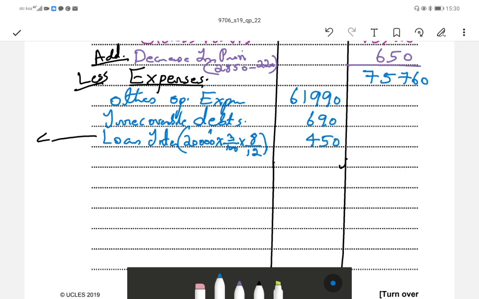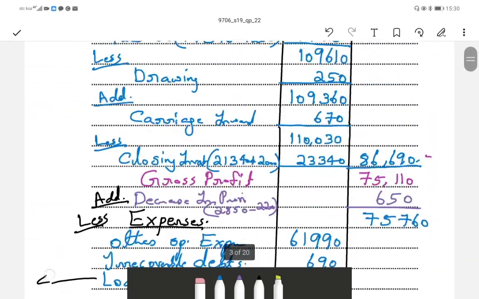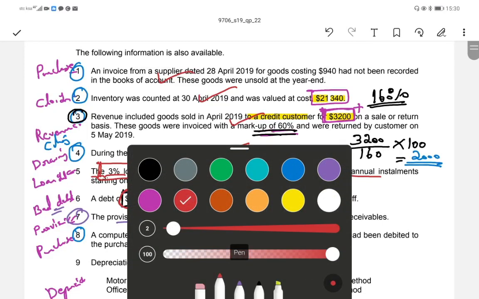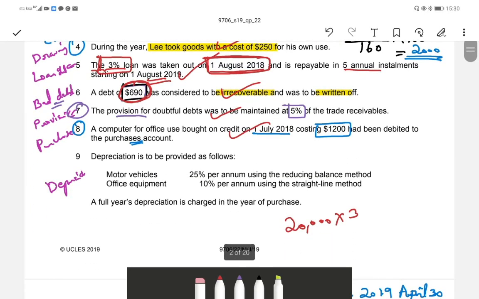Other expense, irrecoverable debts, loan interest. Any other adjustment is left? Adjustment 4 done. Now bad debt done. Loan interest done. Next, computer for office use done. So we have taken all this. Next we have the depreciation.